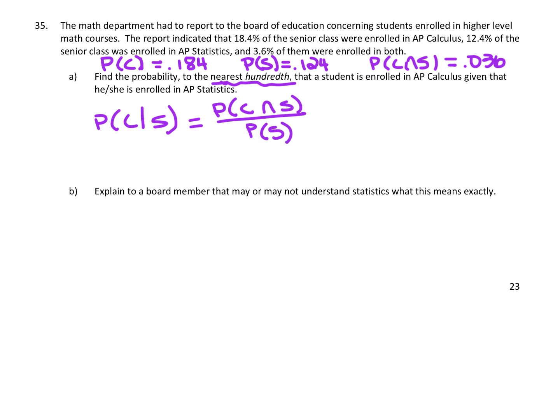All right, so we organized everything from above, so we could see right here that the probability of Calc and Stats is 0.036. We see the probability of Stats is 0.124. And they want us to divide these and round to the nearest hundredth. All right, so that gives us 0.29.